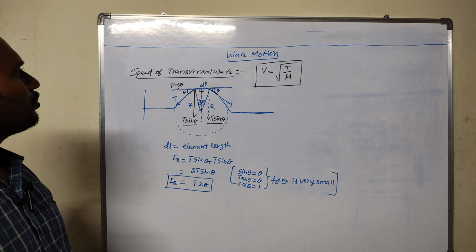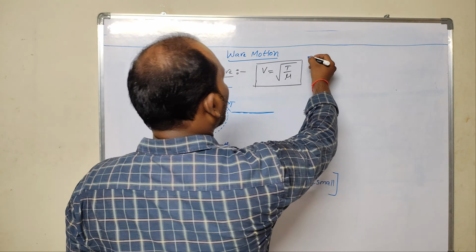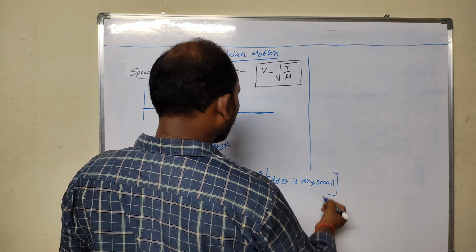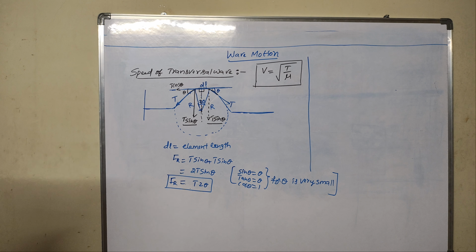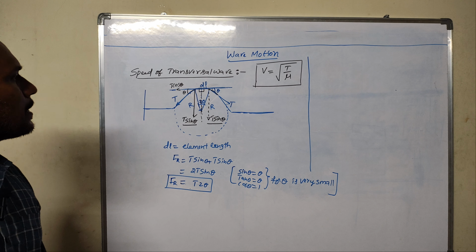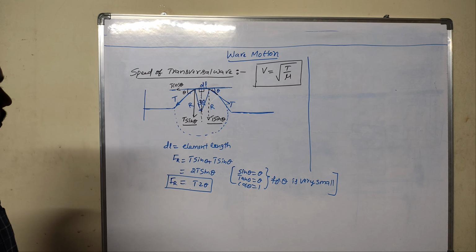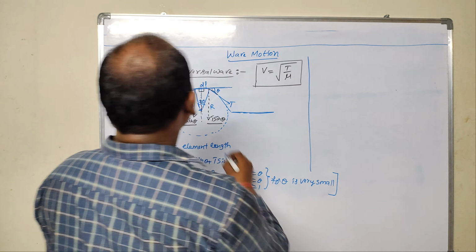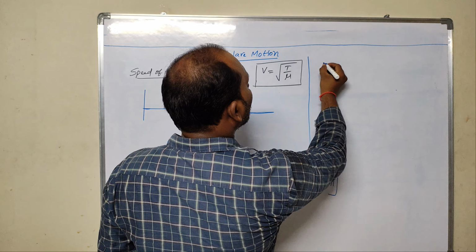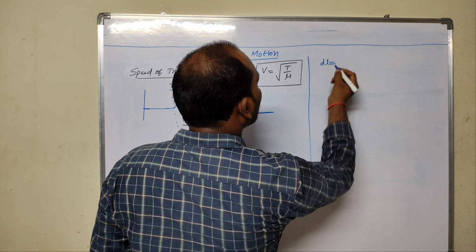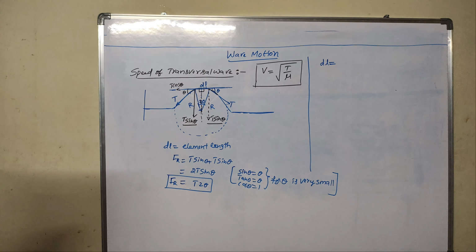Derive the equation for speed of a transverse wave. So now we have a conclusion over here. I hope you people have understood. Now let's see, guys. Now I want to find out the arc value. What is the arc length? dl I want to calculate.